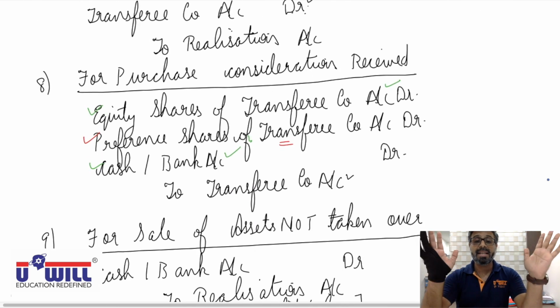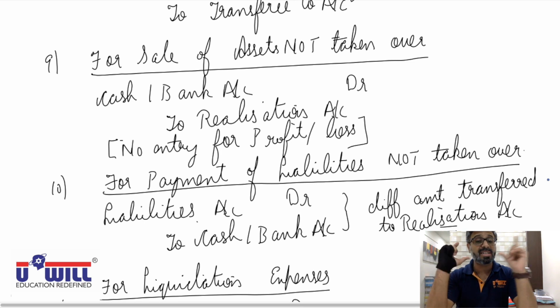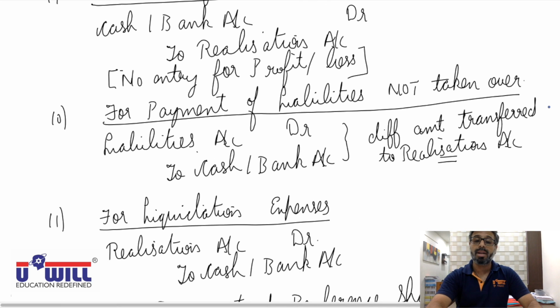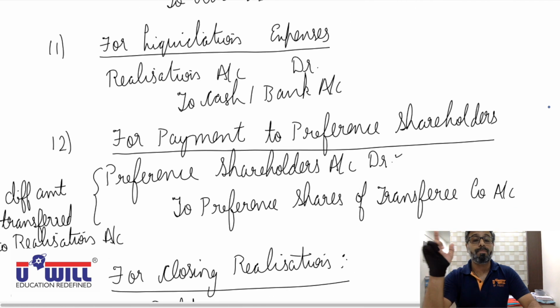9 is for selling the assets. 10 is for payment of liabilities. In selling of assets and payment of liabilities, remember the concept. Assets all were closed and transferred to realization, so here also realization will come. Liabilities all were not closed, so here liabilities will only come. 11 is liquidation expense. 12 is payment to preference shareholders. And then 13, close realization and transfer to the equity shareholders account. 14th, close all other accounts and transfer to the equity shareholders account.